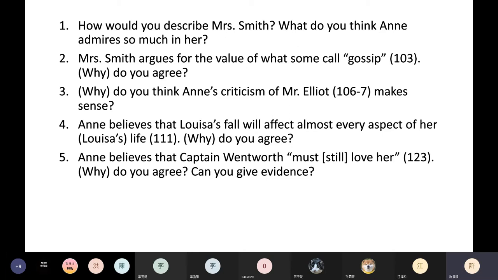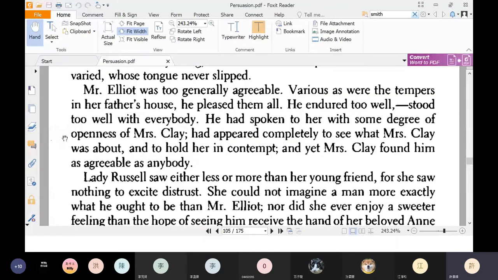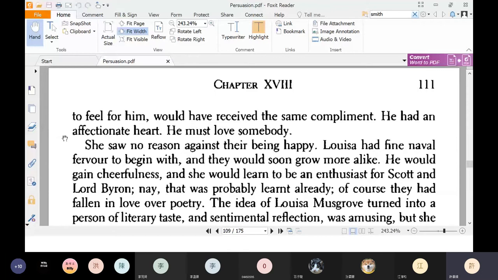Next question. Anne believes that Louisa's fall will affect almost every aspect of Louisa's life. Do you agree? Why or why not? So let's look at this. Page 111.